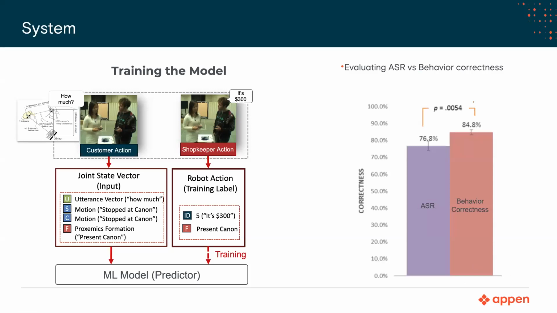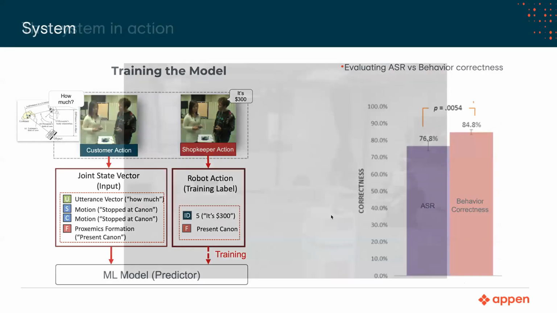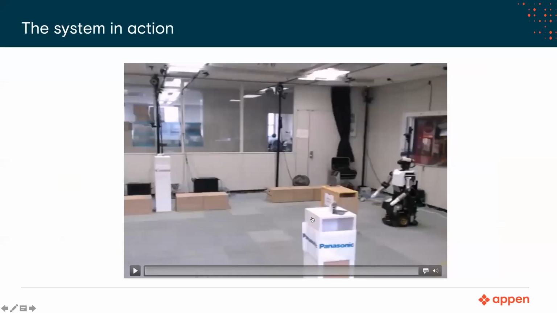And here is the result. We have over 135 trials with around 1,200 robot behaviors. Because of our abstraction technique, the robot behaved 85% correctly, whereas the ASR only reported 77% correct. So this means the robot outperforms the ASR results and can handle noisy data. I would like to show you a video demonstrating what I mean.